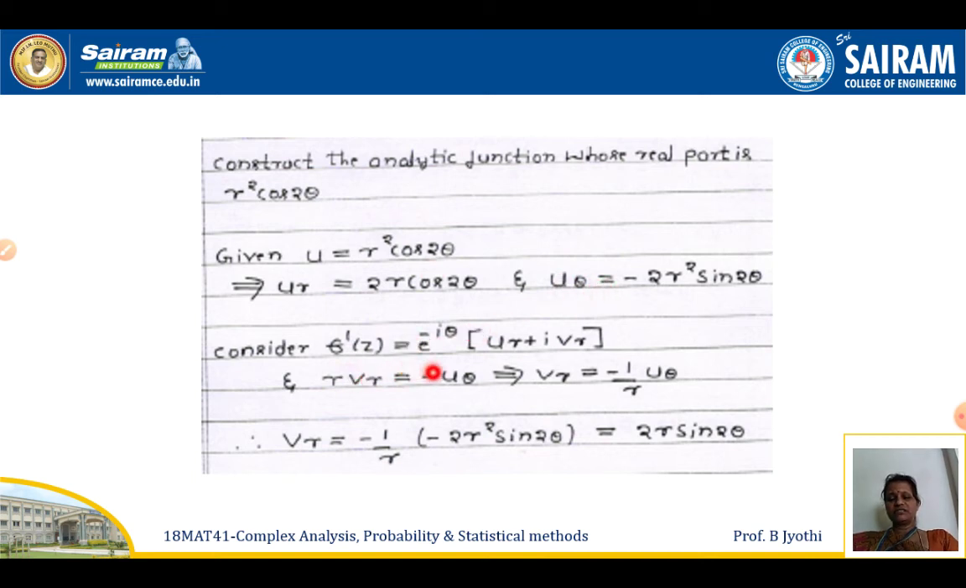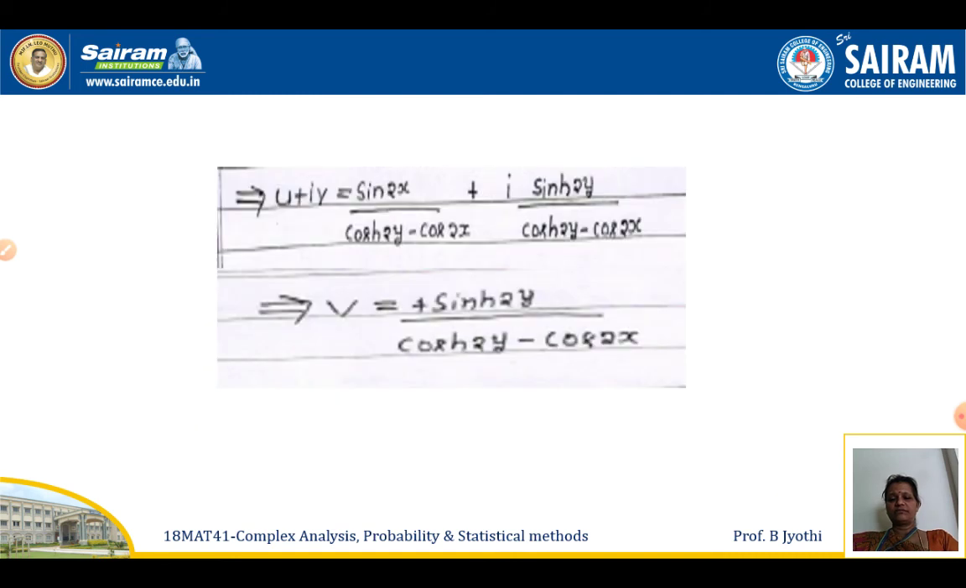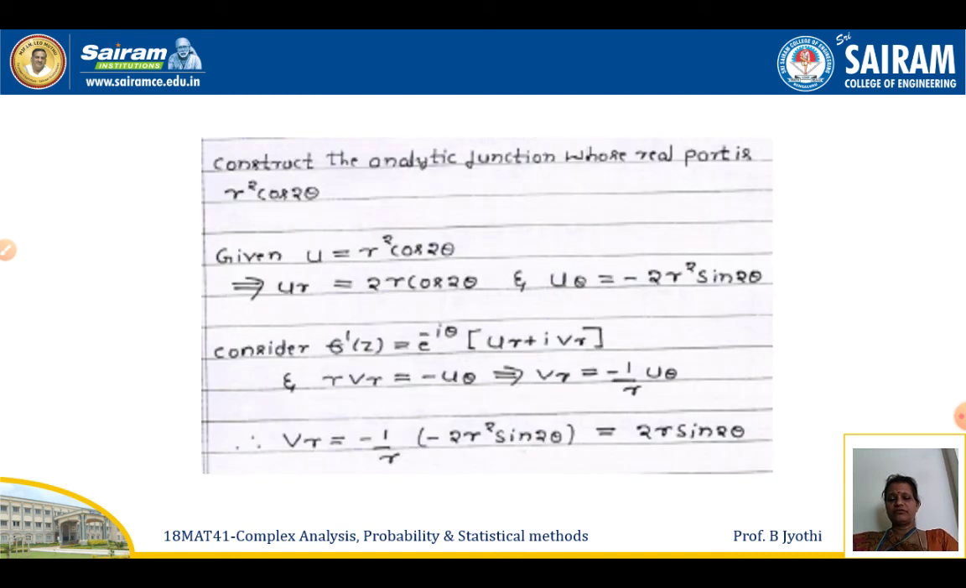Consider f dash of z is e power minus i theta into ur plus ivr. And r vr, here we don't have vr. ur is there, but vr is not there, but r into vr is minus u theta. So that can be replaced. That is, vr is minus 1 by r into minus 2r square sin 2 theta. So 2r into sin 2 theta.